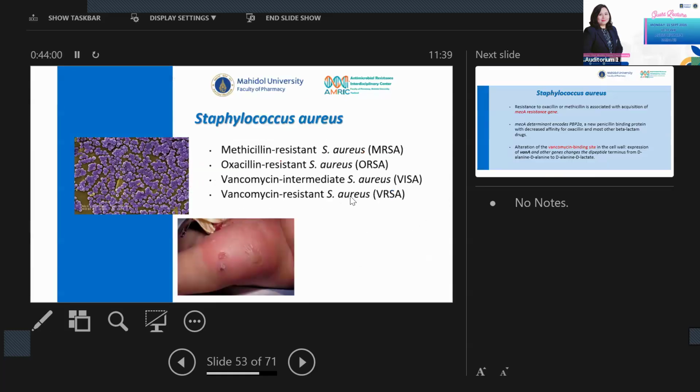So how about gram positive? You will feel better with gram positive. The mechanism of resistance is easy, just straightforward. For example, S. aureus. You heard about MRSA, ORSA, VISA, VRSA, right? You heard about the resistance for this pathogen.